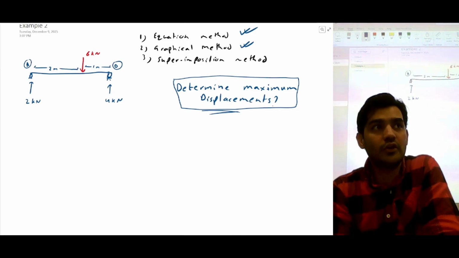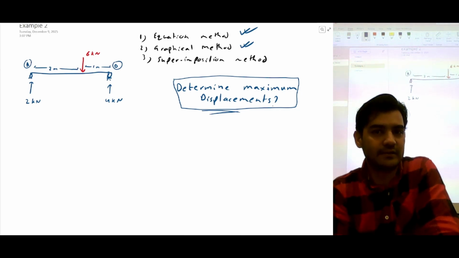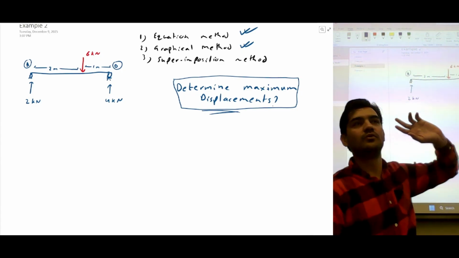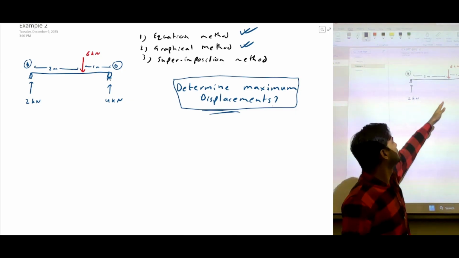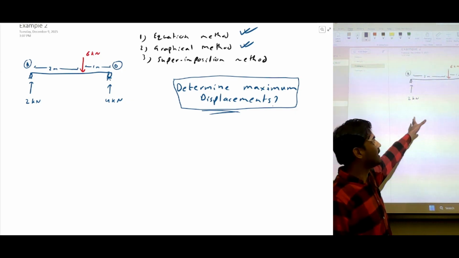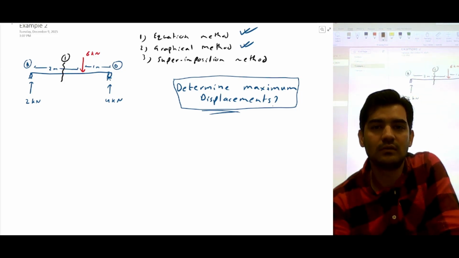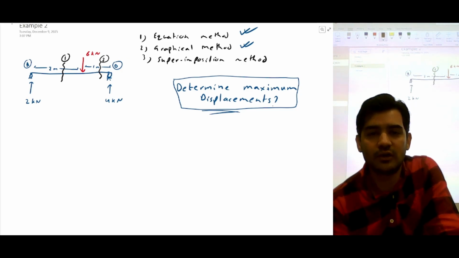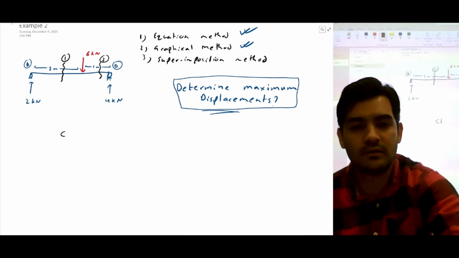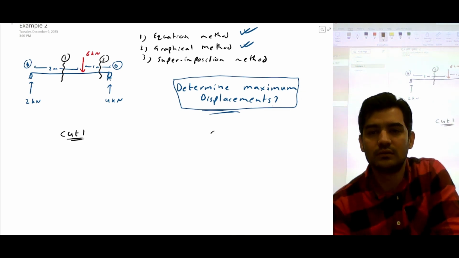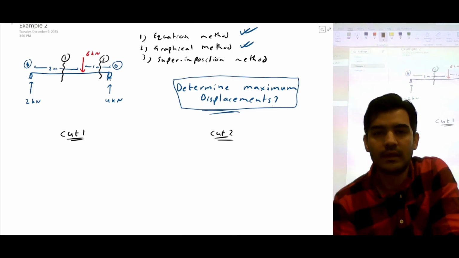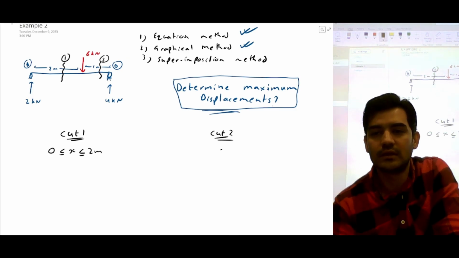So in order to formulate equations, we have to cut sections, right? So in this case, we have to make two cuts because you have a load, and there's gonna be a cut before the load and there's gonna be a cut after the load. So I'm gonna make two cuts and I'm gonna draw here. This is gonna be cut 1. This is gonna be cut 2. Cut 1 is applicable from 0 to 2 meters, right? Cut 2 is gonna be applicable from 2 meter to 3 meter.